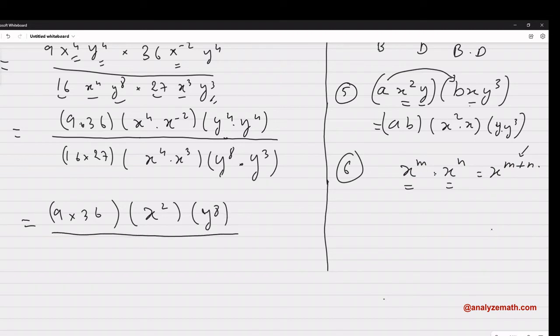Okay, we go down. Let's keep the constants as they are. And then I apply the same rule here. Same base x, the exponents will add, so x to the power 7, 4 plus 3, and then the term y^8 times y^3: same base, I can apply 8 plus 3, 11.